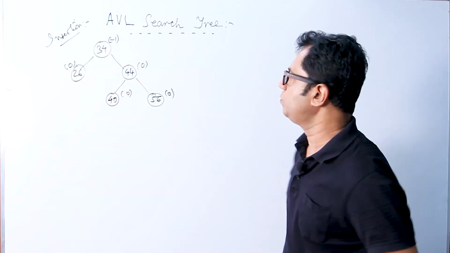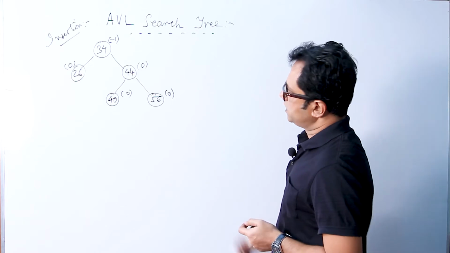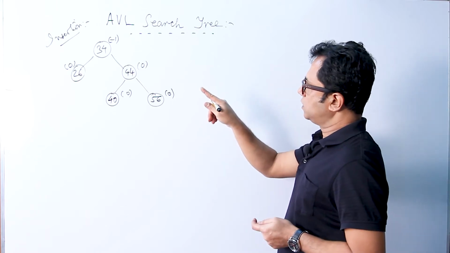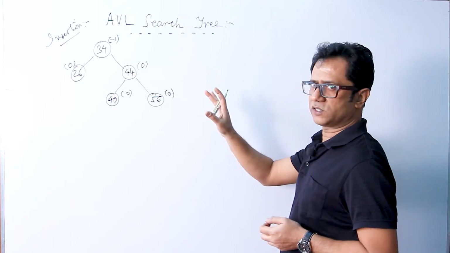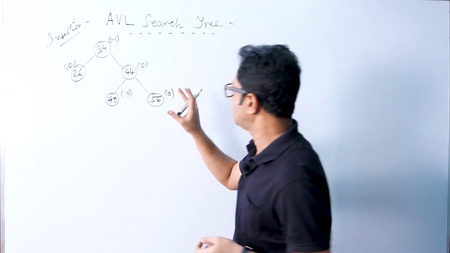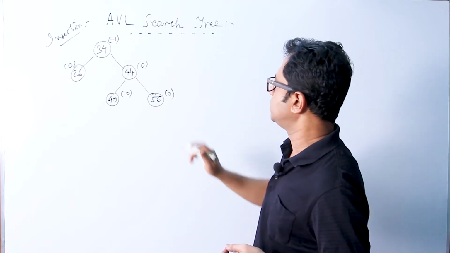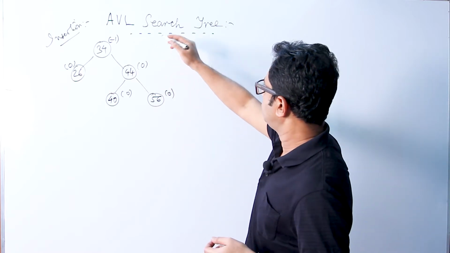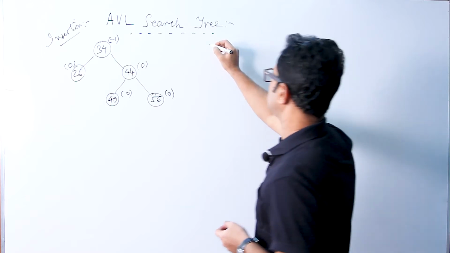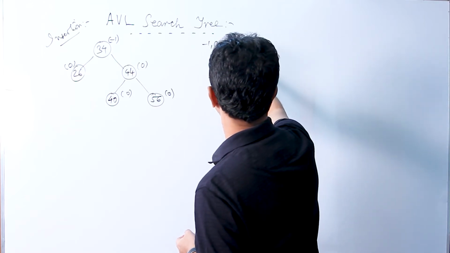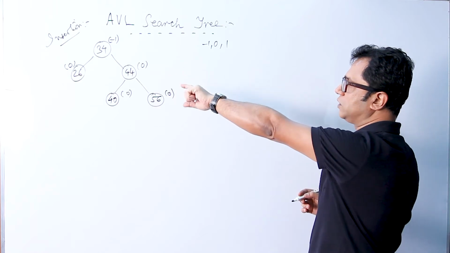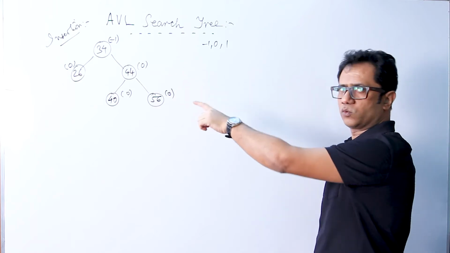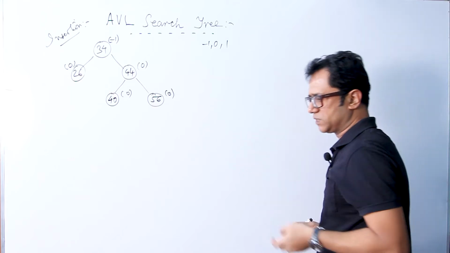So, we can clearly see that it is an AVL search tree because it is a binary search tree, and it has all the balance factors which lie in the permissible values for a binary search tree to become an AVL search tree, that is minus 1, 0 and plus 1. So, this is an AVL search tree, and we are now going to insert a new node into it, and let us see what happens after that.